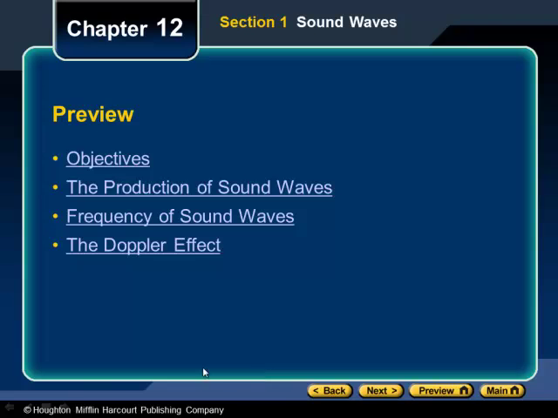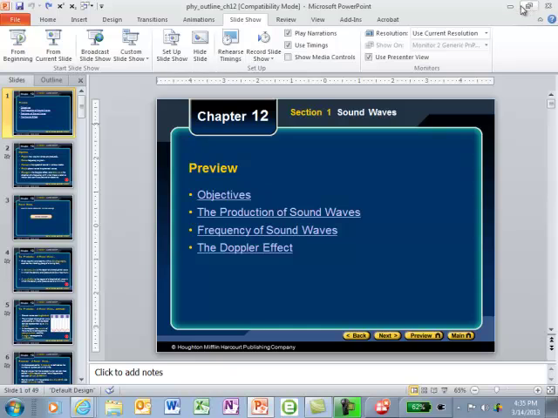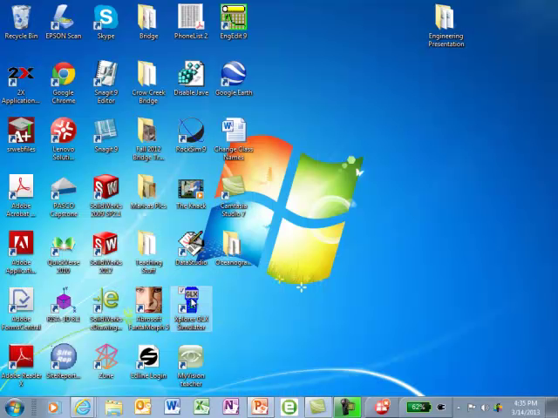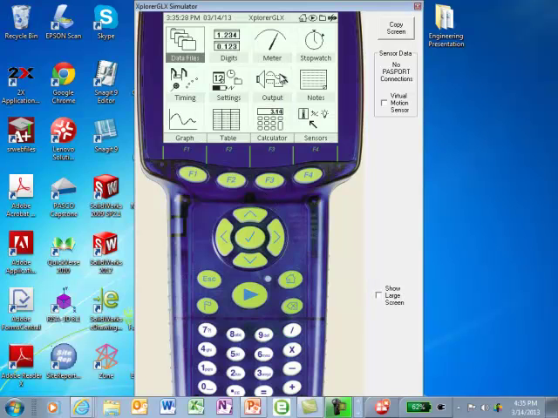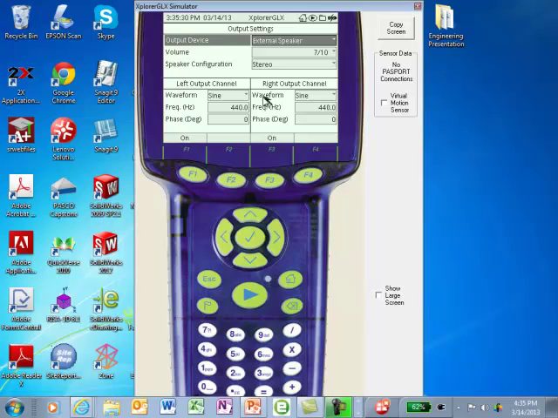Let me allow you to hear what beats really are. I'm going to use a GLX simulator. This is just like the GLX that you'll be using this week to do some similar experiments. We're going to use the output part of this. Right now this is set to give us a sine wave of a frequency of 440 hertz on both the left and the right channels. If I turn on the left channel, you hear the 440 hertz signal. If I turn on the right channel, you hear both channels at 440 hertz.